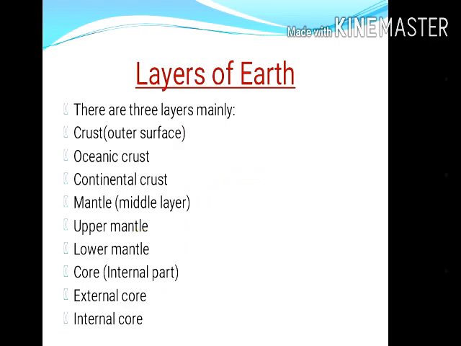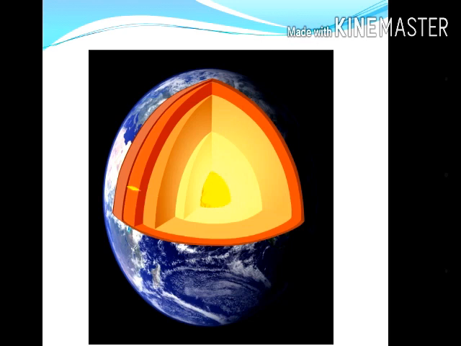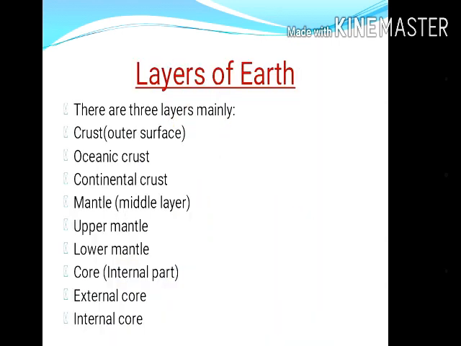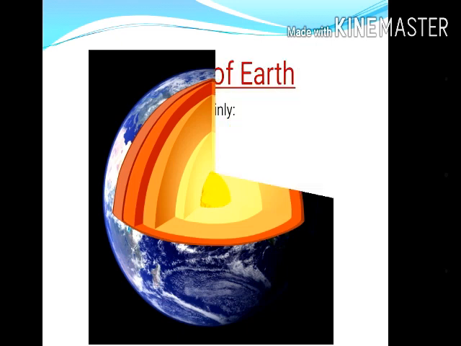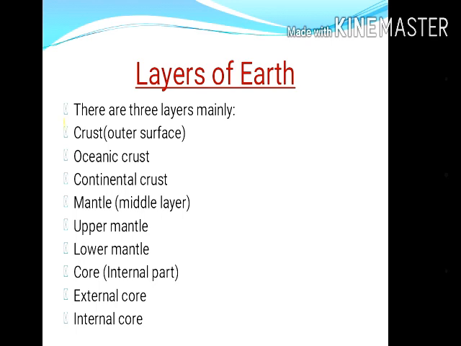Mantle or middle layer. Mantle also consists of two layers. The outer layer is upper mantle and the inner layer is lower mantle. Core or internal part. It also has two parts. You can see here in yellow color, the outer part is external core and the inner glittery part you are seeing is internal core. So here we have seen how many layers of earth there are inside.